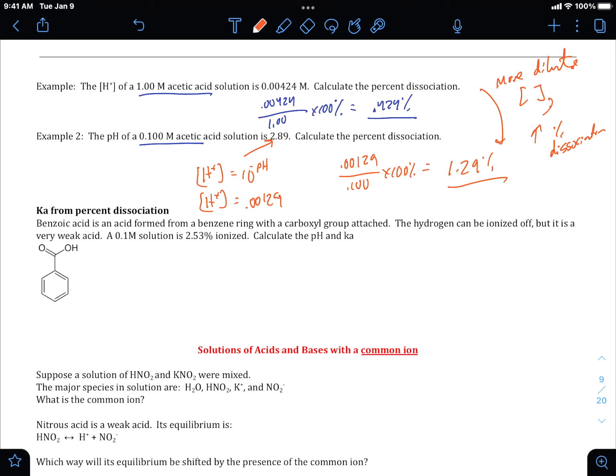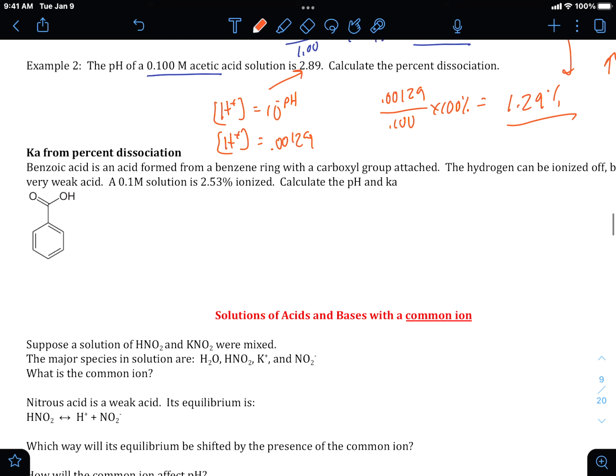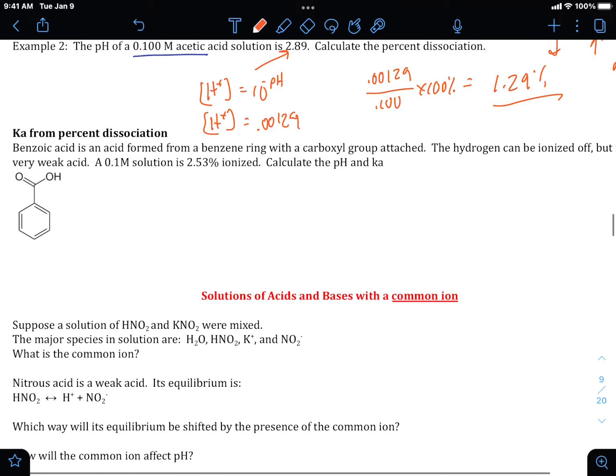If you have a really concentrated weak acid, the conjugates are constantly bumping into each other over and over again, so that will reduce the percent dissociation. Okay, try this problem right here. What you know is that the concentration is 0.1 molar. That's the initial concentration. You know it's 2.53% ionized. What is the pH? What is the Ka? Take a second and see if you can set that up and figure it out. If you don't know the formula for benzoic acid, just use HB.